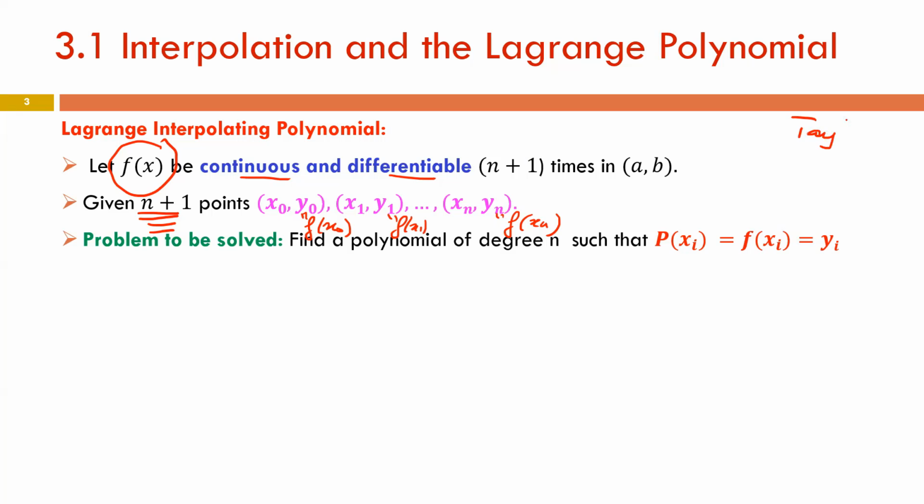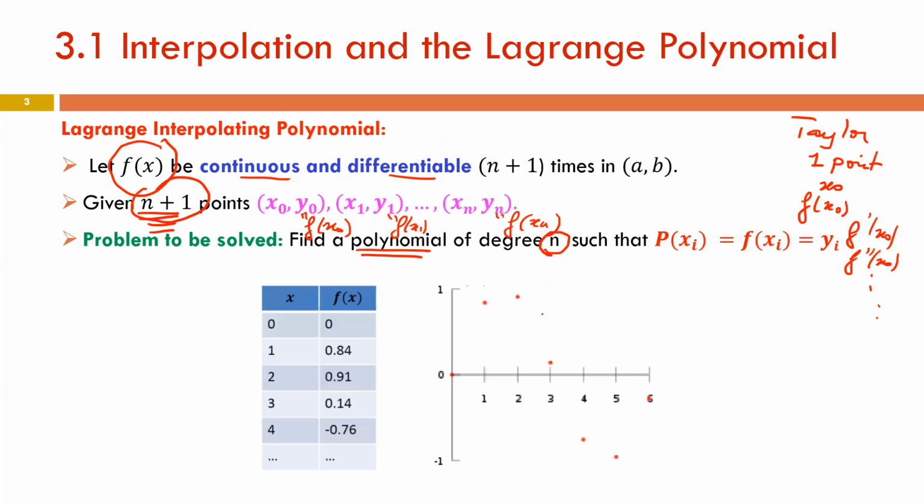For Taylor, we have only one point, x0, but we know all the derivatives of f and the value of f at this point, f double prime, and so on. We focus on a single point. Here, we have n plus 1 different points. So the problem is to find a polynomial of degree n, since we have n plus 1 points, such that, given the points x0, y0, x1, y1, x2, y2, x3, y3, and so on, we look for a polynomial of degree n passing through all these points.